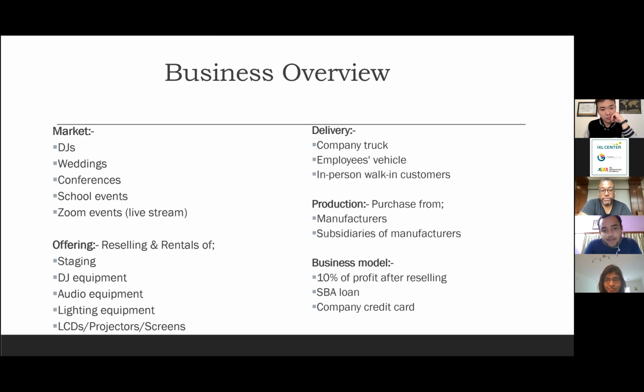Conferences, school events, Zoom events, and live stream are things which have increased in the pandemic. And the modes of delivering the services are the company truck, employees' vehicles, and in-person walk-in customers. The products come from the manufacturers and the subsidiaries of manufacturers, and the business funding is from the SBA loan, the company credit cards, and some profits after reselling some equipment. Next slide, please, Rima.